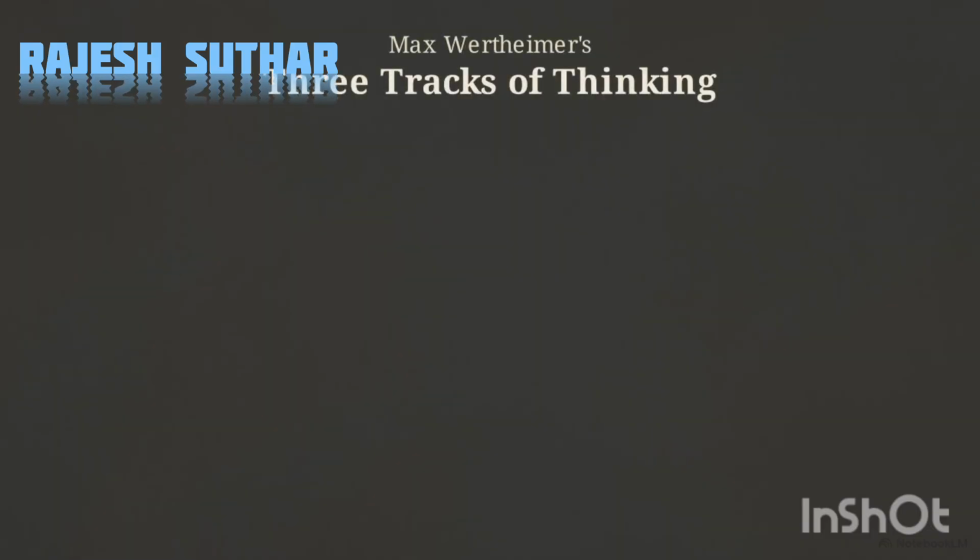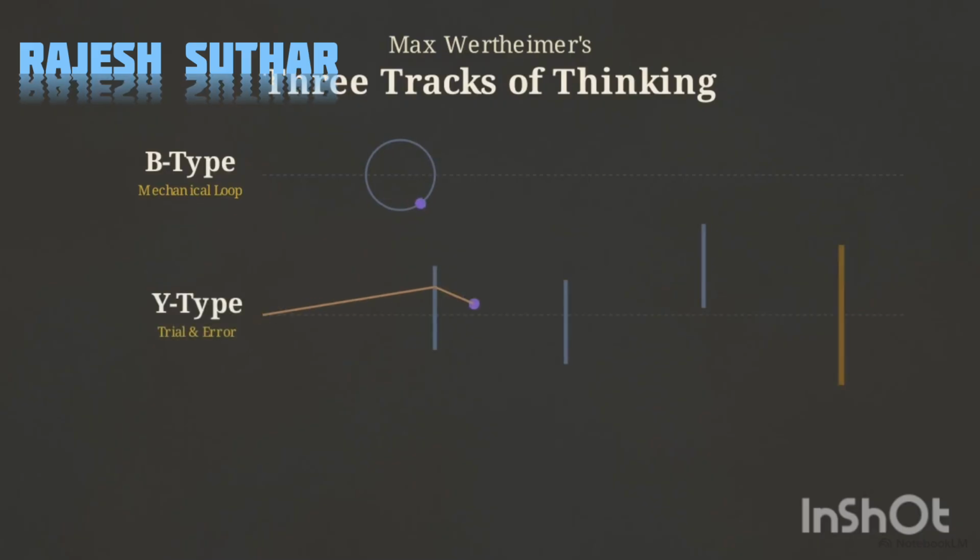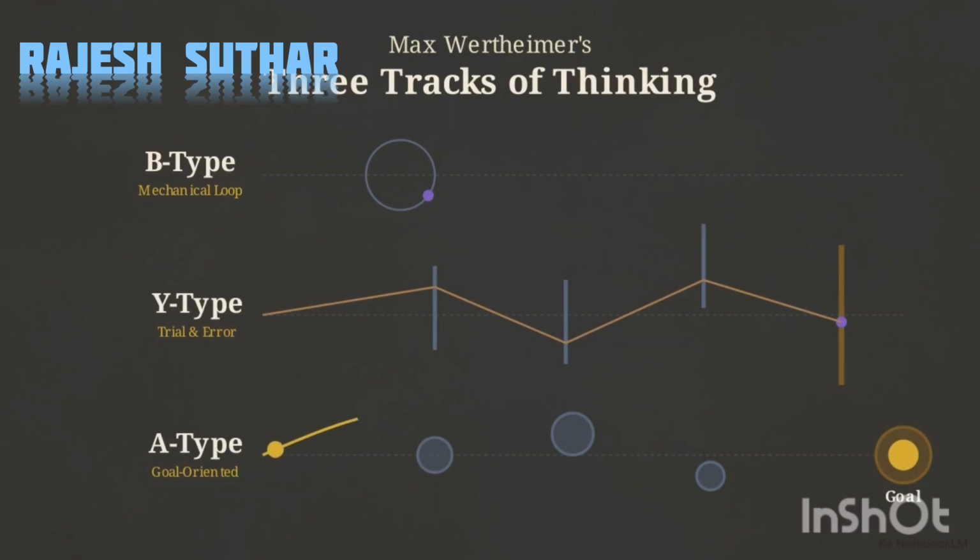Wertheimer mapped cognition into distinct tracks. B-type thinking is a closed, mechanical loop. Y-type is a chaotic trial-and-error path hitting dead ends. But the highest form is A-type thinking, purposeful, goal-oriented logic that integrates the environment to solve a problem directly.